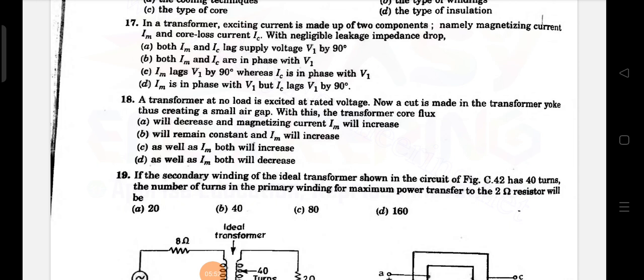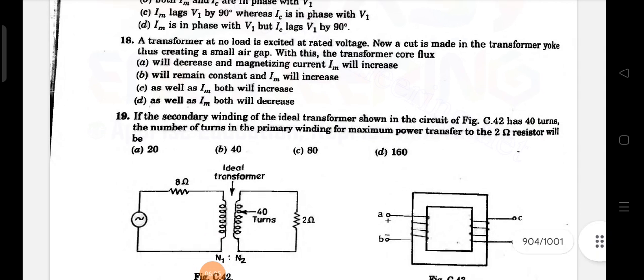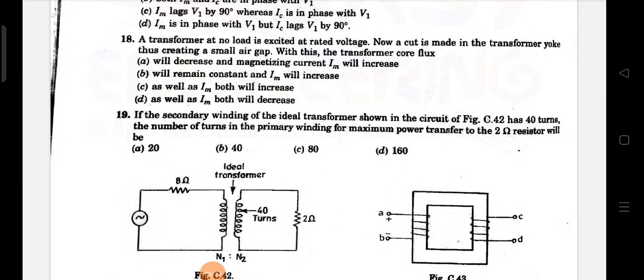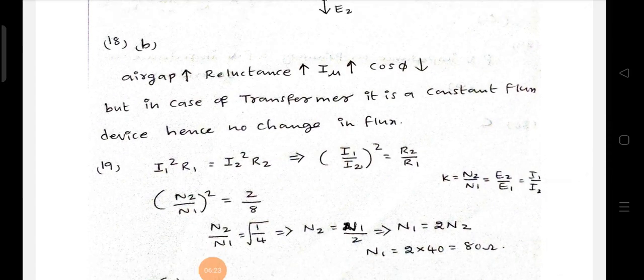Next, if the secondary winding of the ideal transformer shown in the circuit has 40 turns, the number of turns in the primary winding for maximum power transfer to the 2 ohm resistor will be? Now see here, since it is an ideal transformer, input power should equal output power, and then copper losses also should be equal. Why? Because resistance R is given, right? That means I can equate input copper losses to output copper losses.